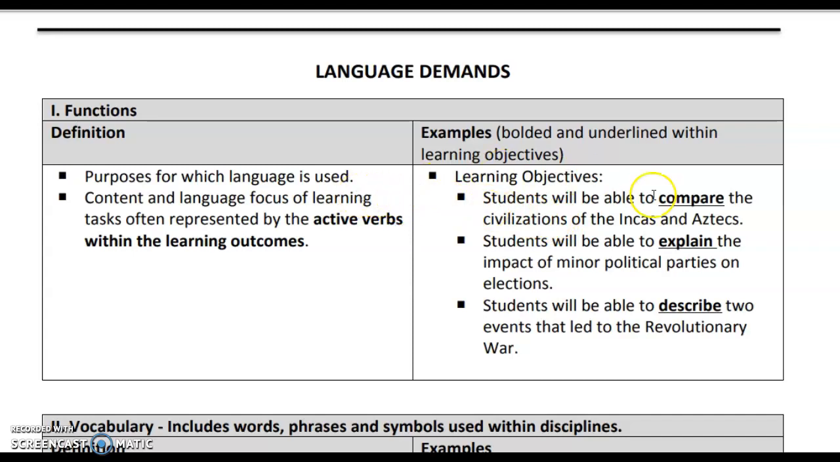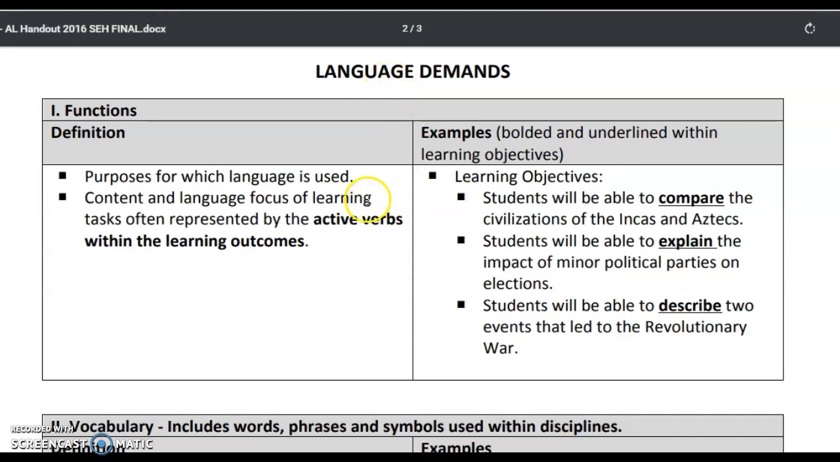So, whatever the learning objective is, whether the students are comparing, explaining, or describing, we're going to have to use these words throughout our lesson plan, but not necessarily the word itself, but really proving how our students are going to be comparing and explaining and describing. That has to be visible within our plan.